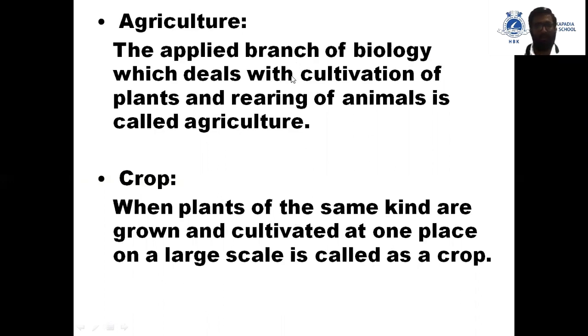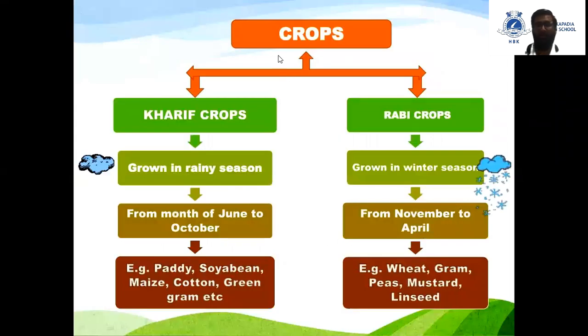it is called a crop. Now, according to the seasons, there are two types of crops. The first one is Kharif crops and the second one is Rabi crops. Kharif crops are generally grown in rainy season. The time period is month of June to October. The examples of Kharif crops are paddy, soybean, maize, cotton, green gram.